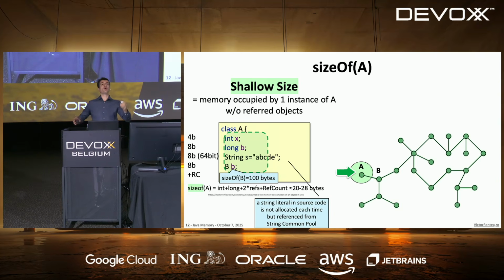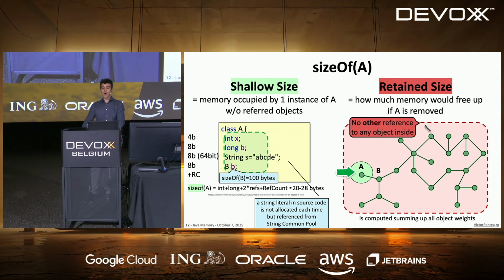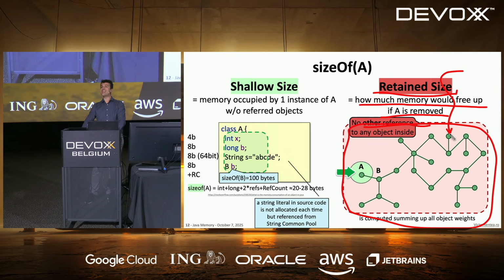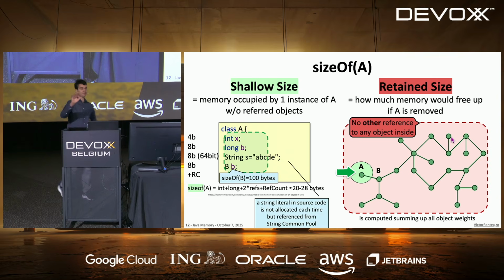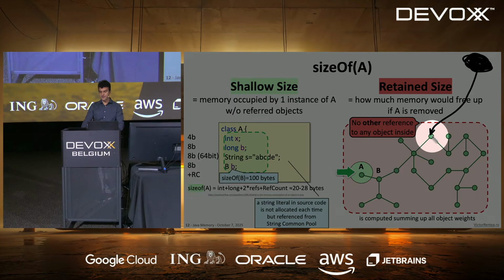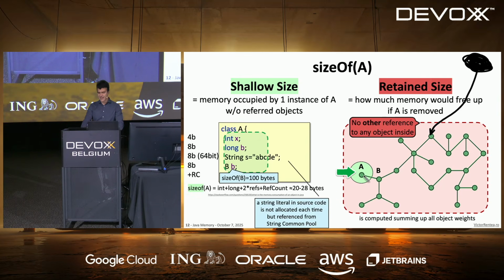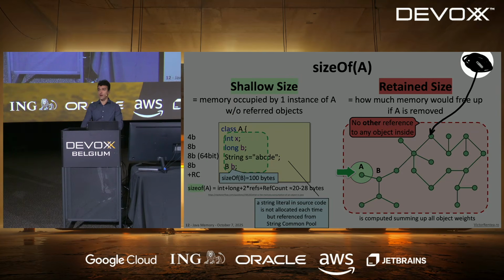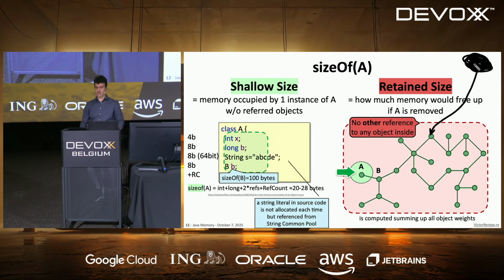If B drags along a bunch of objects, I'm interested to know if A dies, how much memory will get freed up. So this is what we call retained size. How much memory would free up if A is removed? So in this cluster of objects, there is no reference pointing to anything inside. This starts to get dark. If there is another object, someone else in memory who keeps a reference to this guy, you cannot count this size onto the retained size of A, because this knows as well of it. Very dark in practice what happens over here.